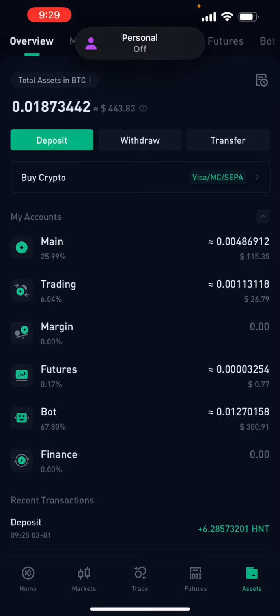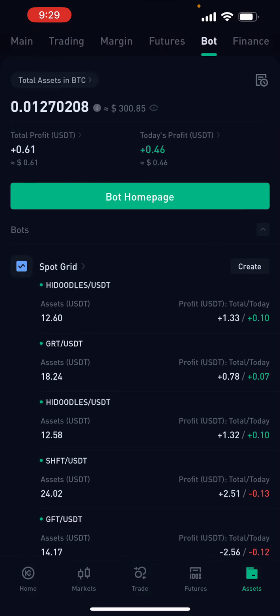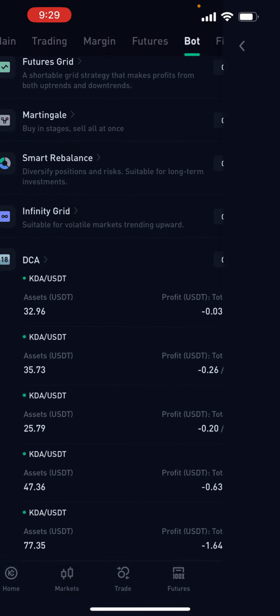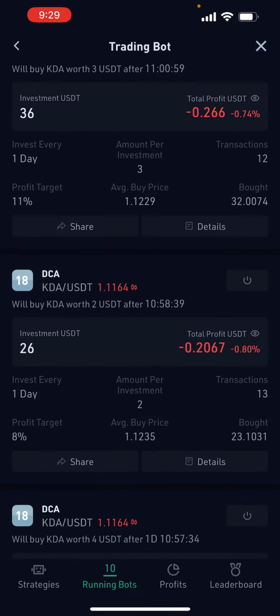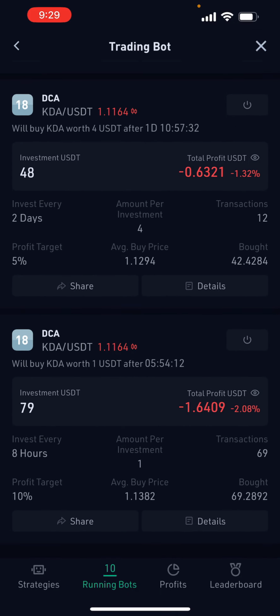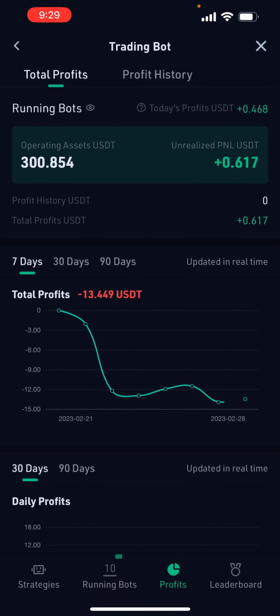So yeah, this is what's going on. I got the trading bot running. It's doing its thing. It's buying and selling. I don't know. Oof. I think it's not looking so good.